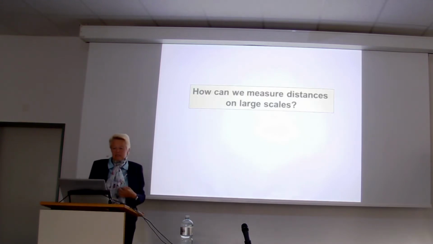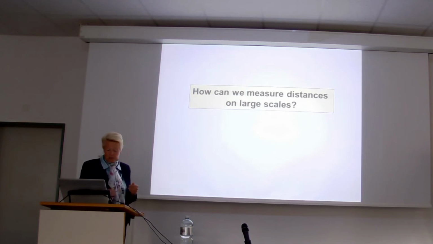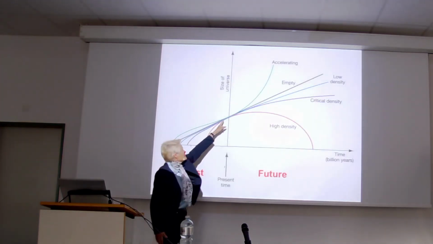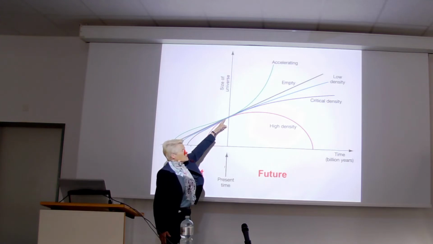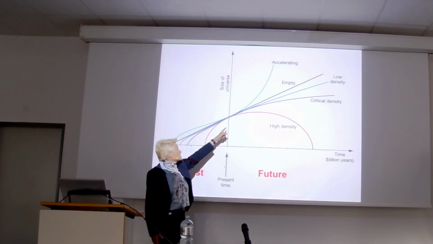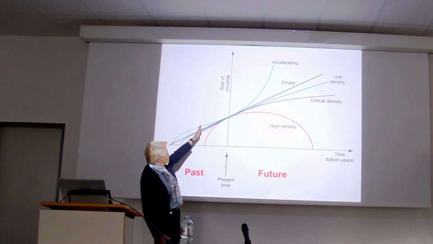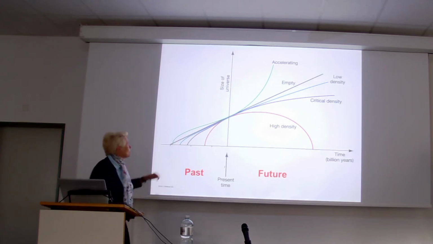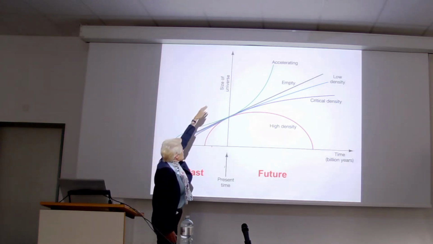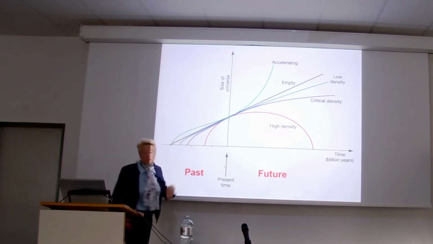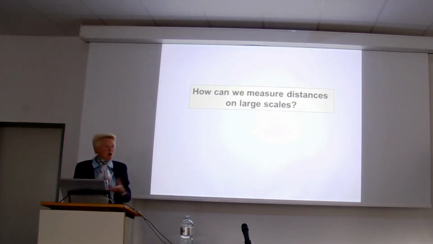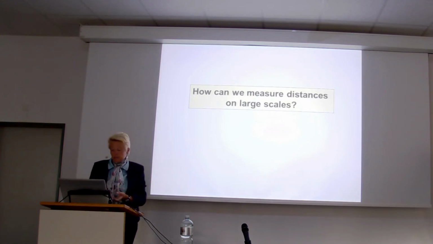Okay, so obviously we need to measure distances, because if we could just go to small distances, it doesn't help, because here all the models are the same. So we need to go really a bit further out, to really distant objects, and we need to know on which curve we are. So we need to measure distances out to very distant objects. How can we do this on large scales?